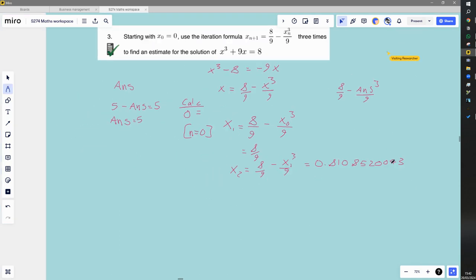Now that's stored as my memory. So x3 would be 8 over 9 minus x2 cubed, which is stored in the memory, over 9. So what I have to do to find out x3 is press equals again. And I have 0.812965. I'm not going to write it all.